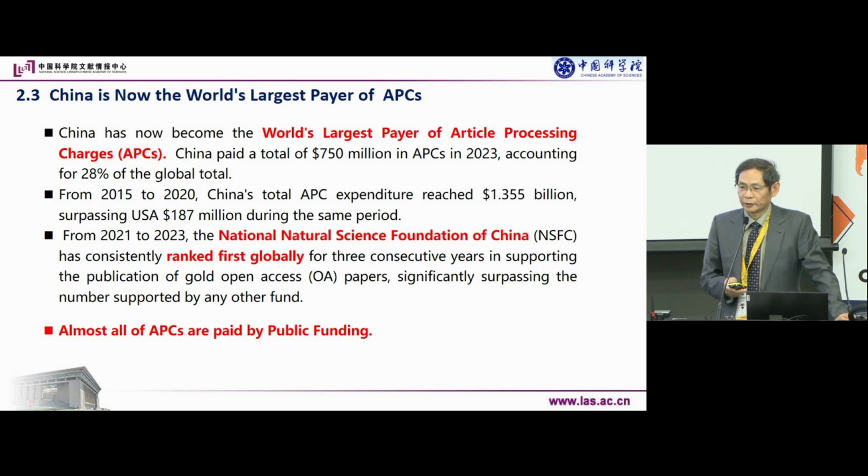And now we have some facts: China is the world's largest payer of APCs. In 2023, we paid a total of about 750 million for APCs, accounting for about 20% of the global cost. So many commercial publishers are in China to get the APC papers.